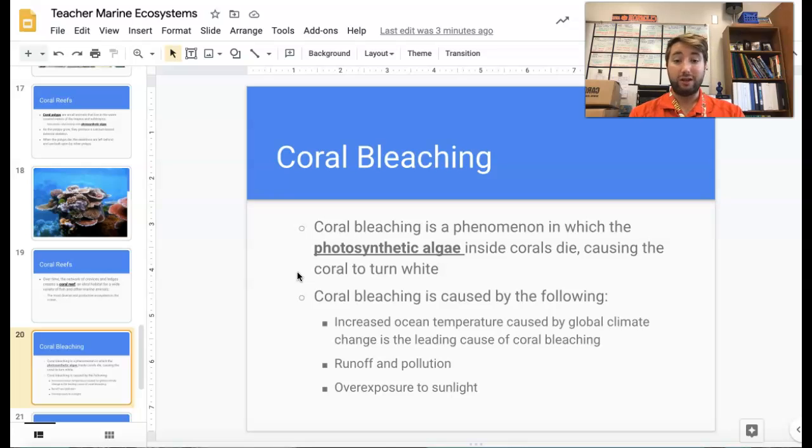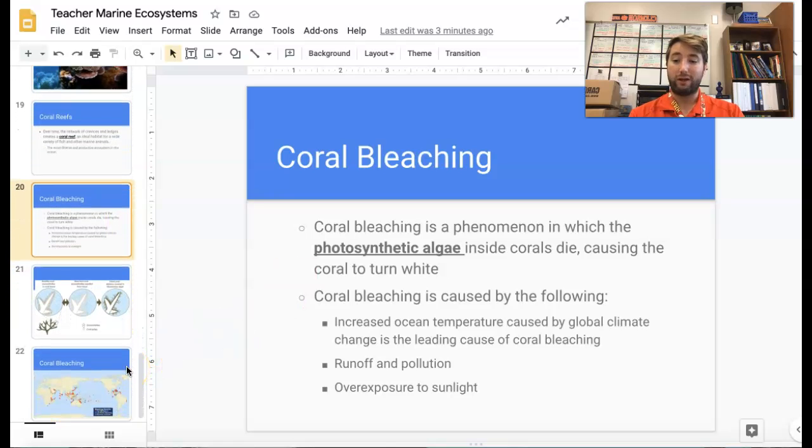When the algae leave, the zooxanthellae, that's the name of the algae, the coral doesn't get any food, and since it doesn't get any food, it starts turning white. That's why they call it coral bleaching, because the coral turns white, starts to die, and then it can also break off, and that's how you get those pieces of coral reef.